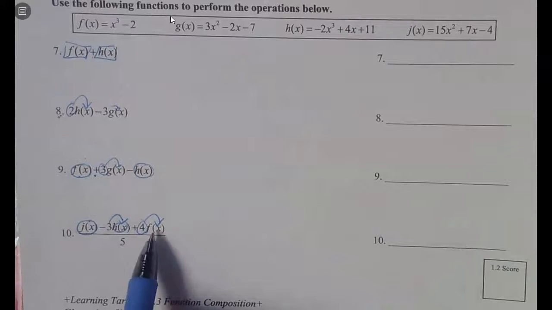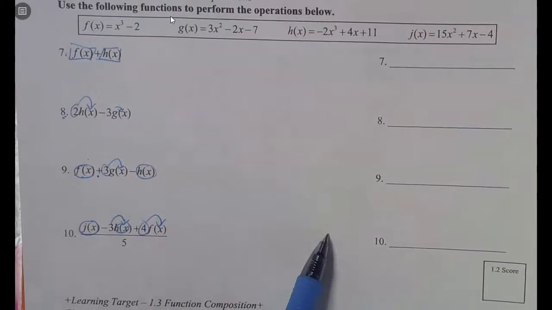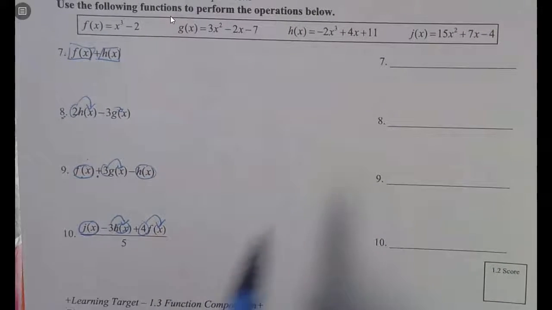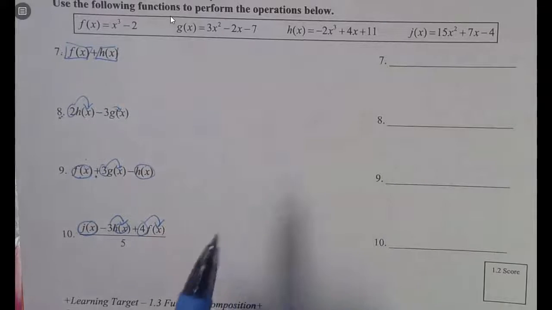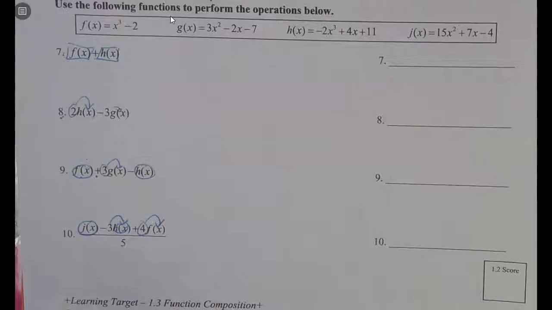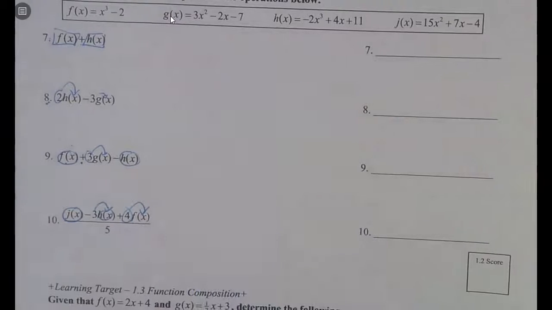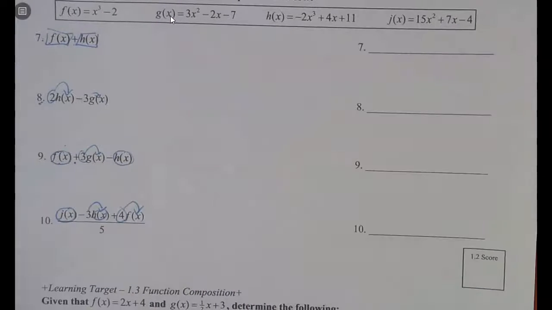So remember, this is the distribute. You're going to have a lot of things to combine like terms, and then whatever you end up with on the top, simplify it, and then see what can be divided by 5 for each term. And then you'll have your final answer.